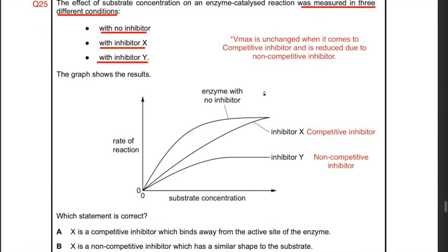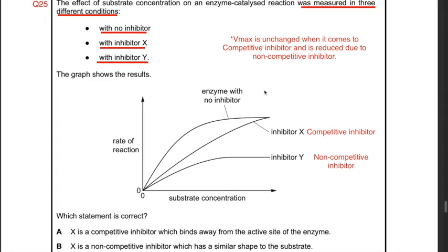Question 25. The effect of substrate concentrations on an enzyme catalyzed reaction was measured in 3 different conditions: with no inhibitor, with inhibitor X, with inhibitor Y. The graph shows the results. Which statement is correct? Key thing you should know is that there are 2 types of inhibitors known as competitive inhibitor and non-competitive inhibitor. When in the presence of a competitive inhibitor, the Vmax or the highest rate of reaction will be unchanged or unaffected. Therefore, inhibitor X represents competitive inhibitor, as it does reach the highest rate of reaction similar to that of enzyme with no inhibitor. Hence, X is a competitive inhibitor.